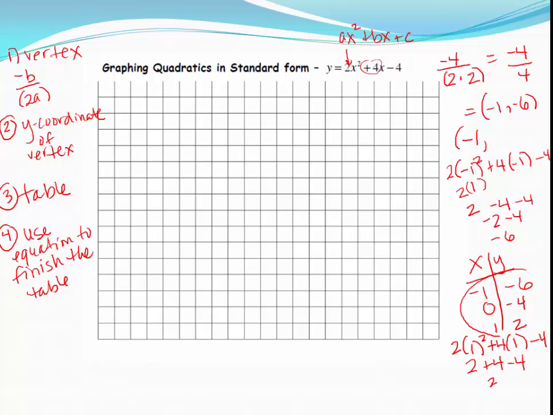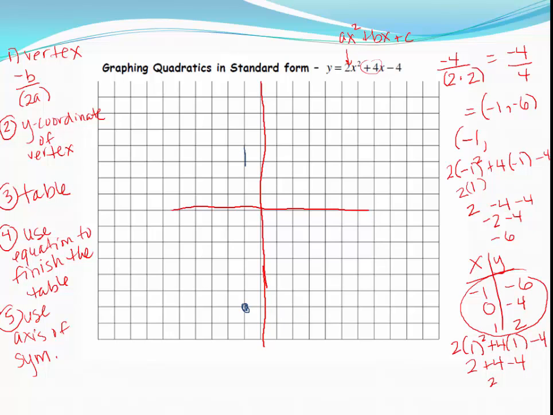So now I want to plot these. And I'm also going to use my axis of symmetry just like I did before. Okay. We're going to start with our vertex at -1, -6. Remember, that's our axis of symmetry. It goes through the x coordinate of our vertex.